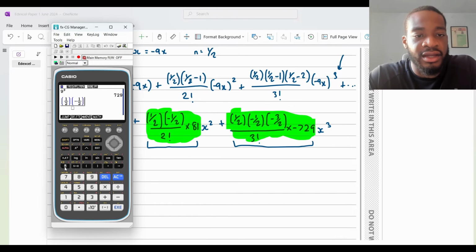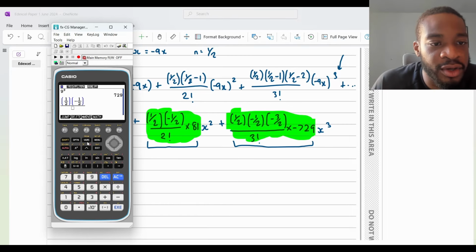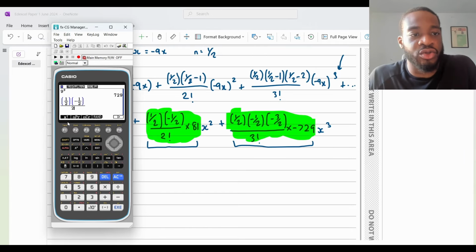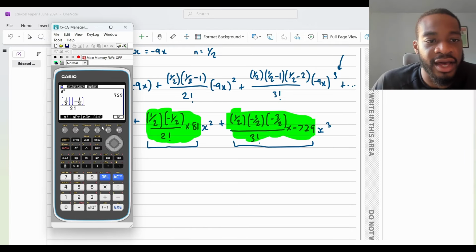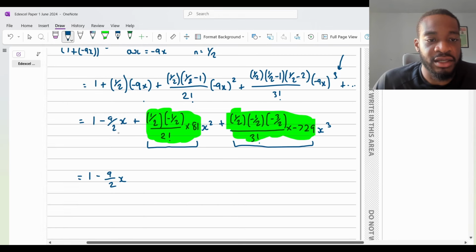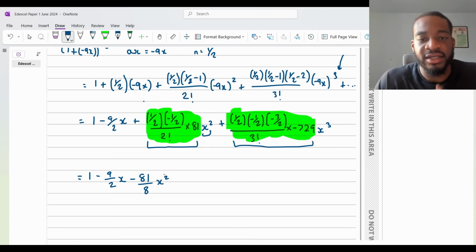Like that, and then over 2 factorial, I'm going to go to option, F6, prob, and get the factorial symbol there. So 2 factorial like that, and then times by 81. And that gives me minus 81 over 8. So therefore, it's going to be minus 81 over 8, and then the x squared like that. And then the next one is going to be negative, isn't it? Because there's 3 negative signs.